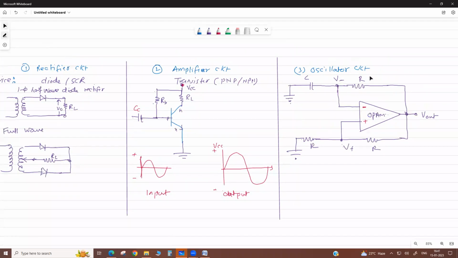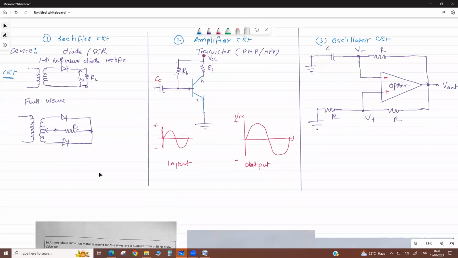So here the devices we use are the operational amplifier, op-amp, here the transistor, here the diode or SCR. These are the circuits. Please practice this.